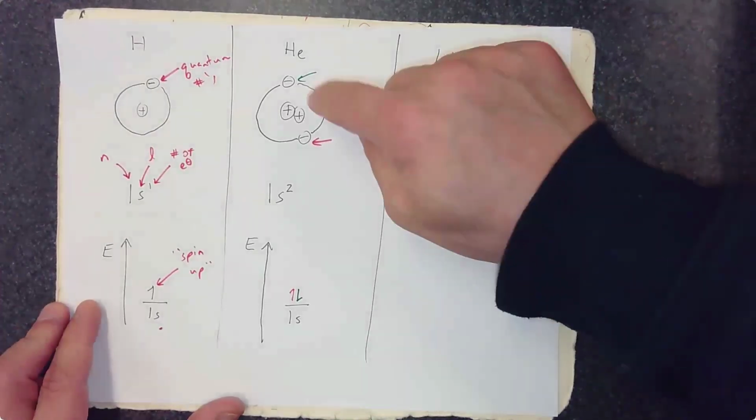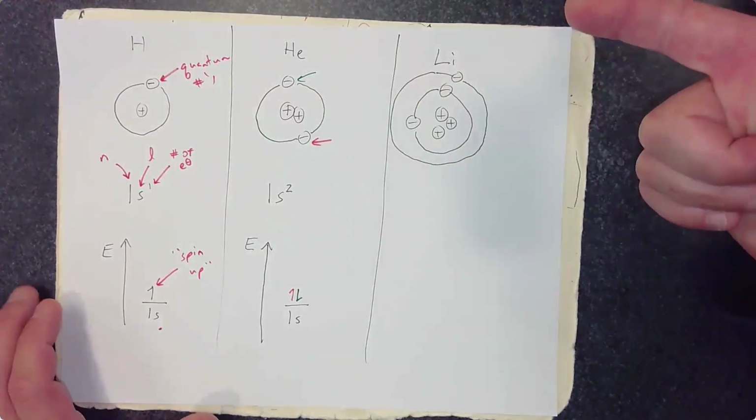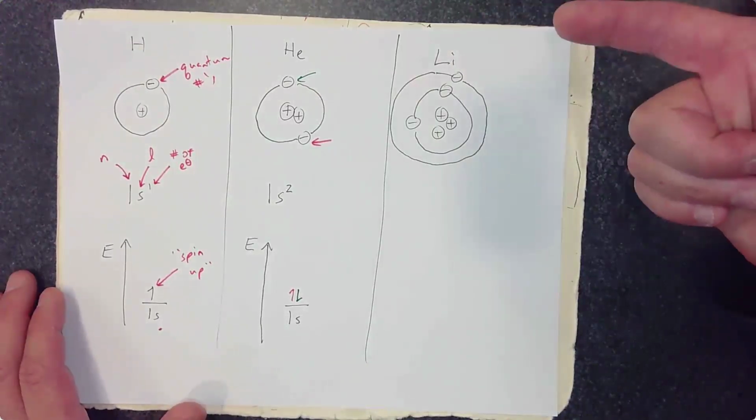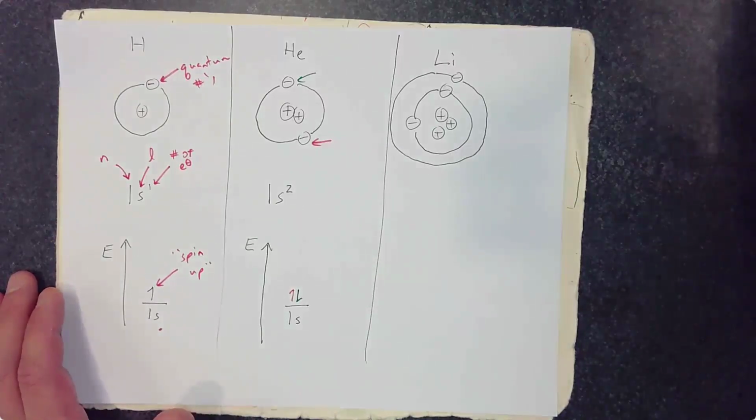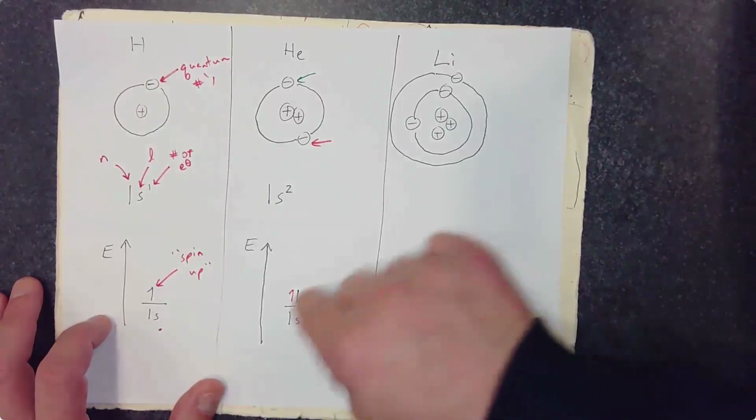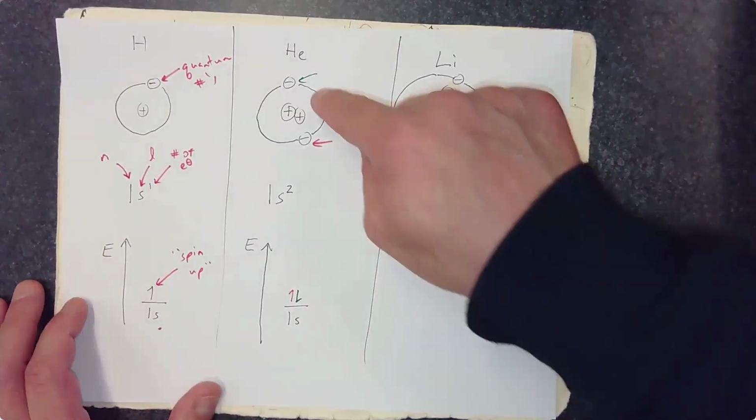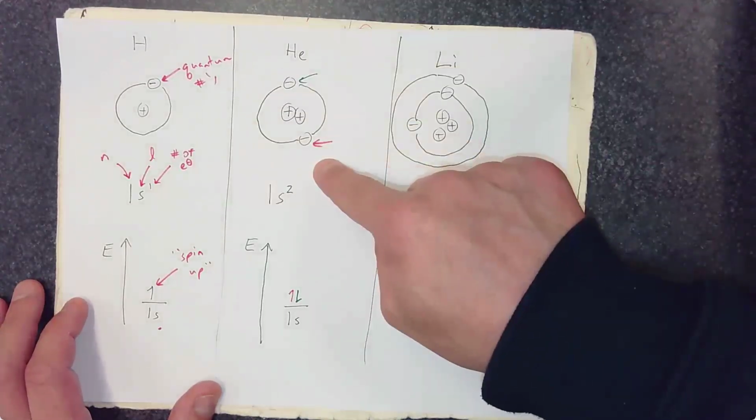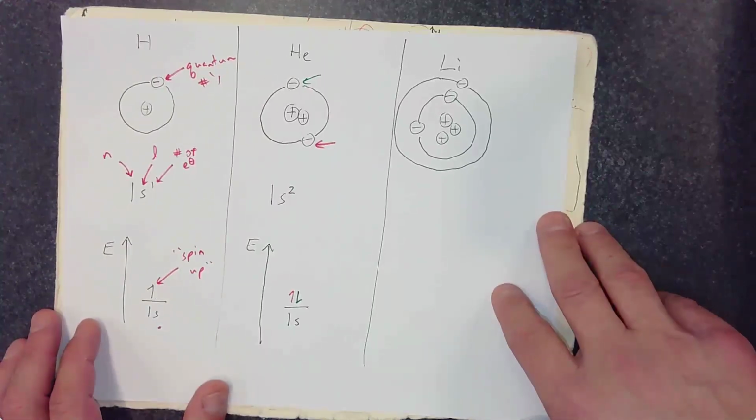If they're both in the first shell and they're both in an s orbital, L equals 0, and all s orbitals have an m sub L equal to 0, then they have to have a different spin. Otherwise, they have all the same numbers. Another way of saying that is if 2 electrons are in the same orbital, they must be spin paired, one up, one down.